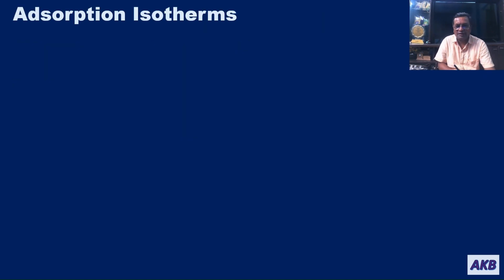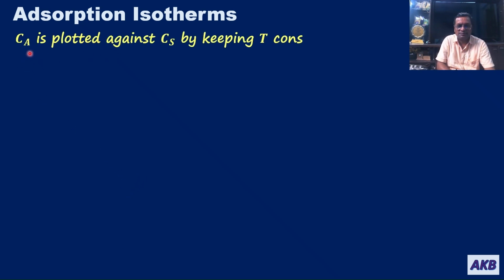Now there are many adsorption isotherms. I have discussed some of them in my earlier videos. Before that, let us know what is an adsorption isotherm. As I have already told, we are going to plot Ca, the concentration of the adsorbate in the fluid phase, against Cs, the concentration of the adsorbate on the surface of the adsorbent, by keeping T constant.